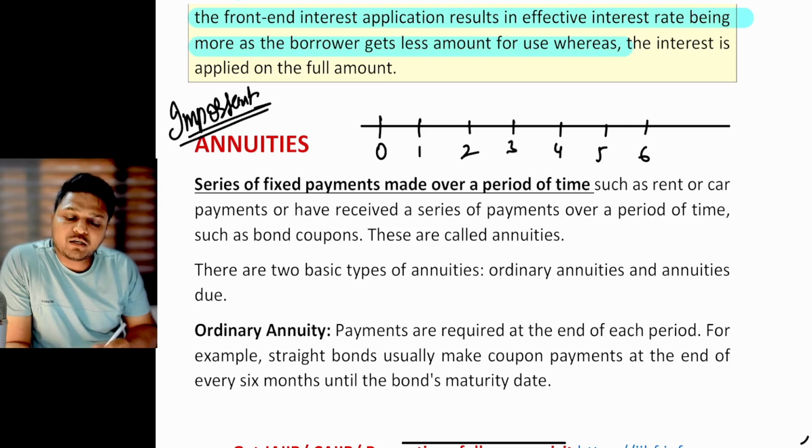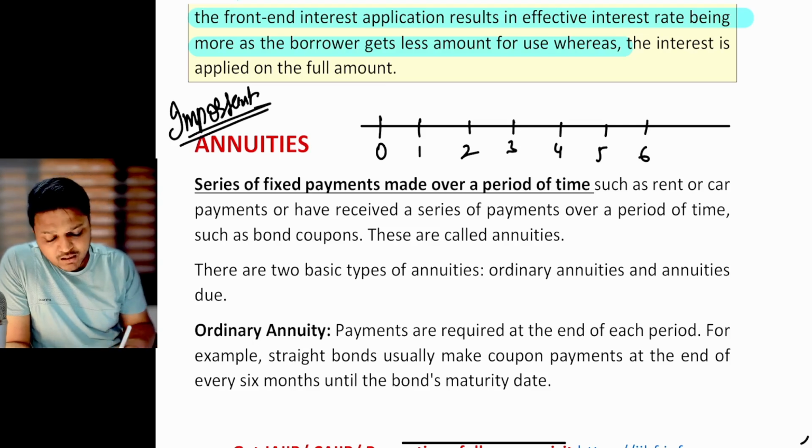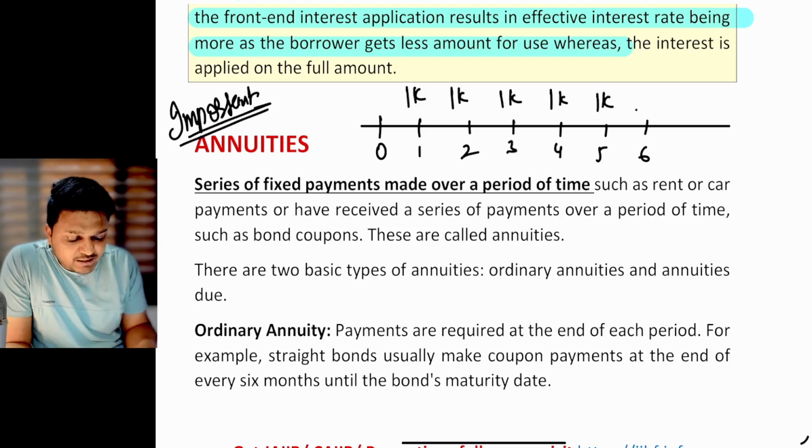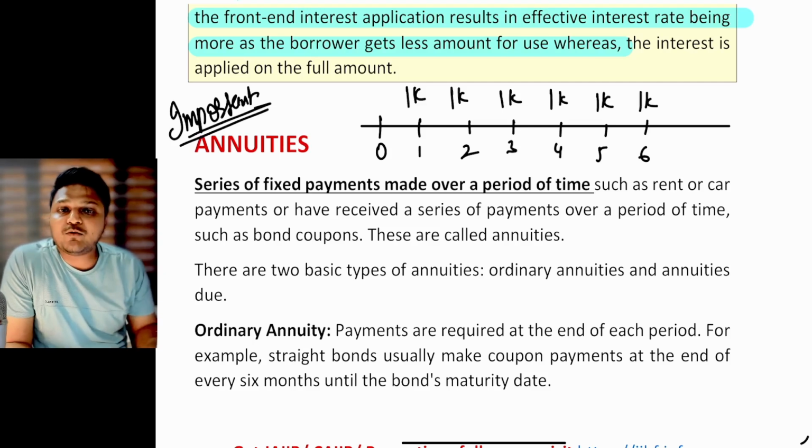Now, what is this forming? This is forming an annuity. Why? Because you're depositing a fixed amount of rupees 1,000. So the amount is fixed and you are depositing it at regular intervals. So it is forming an annuity.